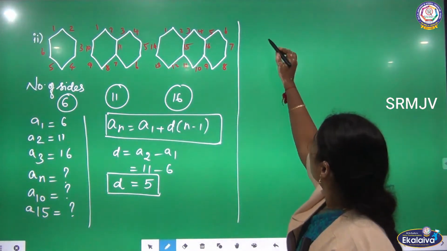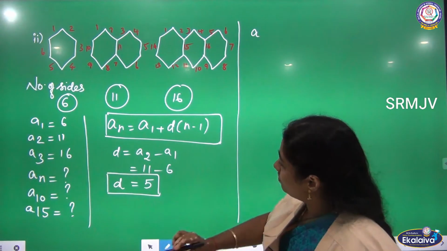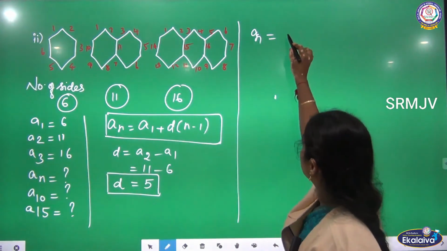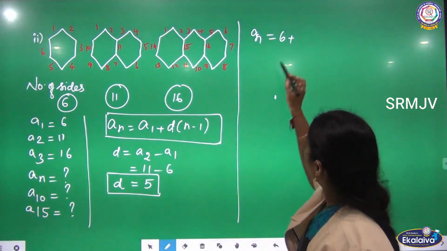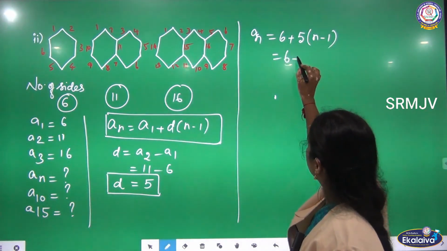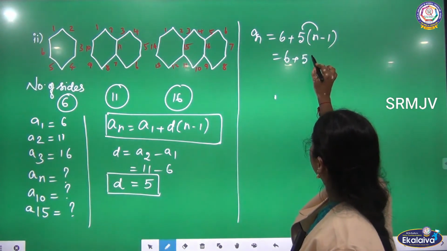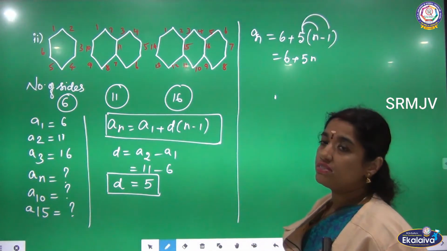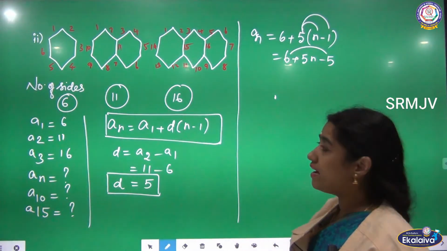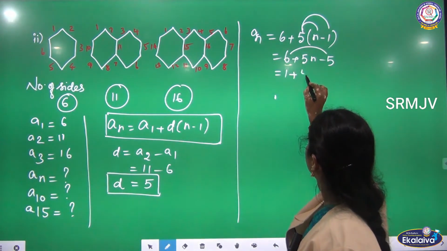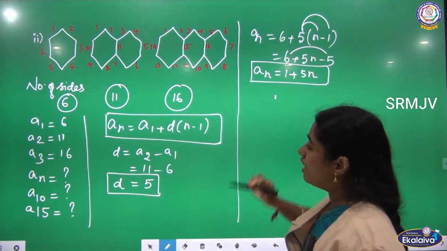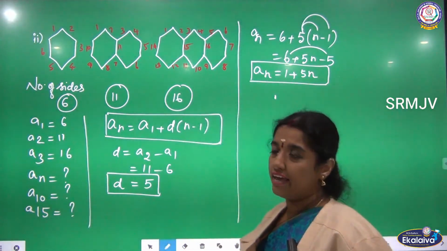Listen. So an is equal to, what is the A1 here? 6 plus D, the difference we found here, into n minus 1. So 6 plus 5 into n, which is 5n, 5 into minus 1, which is minus 5. Now afterwards I am simplifying this. What is 6 minus 5? Which is 1 plus 5n. So this is your an. With this I can find the value for A10 as well as A15. Okay.